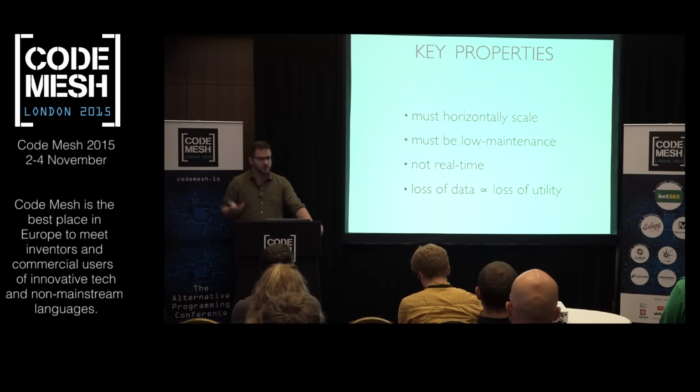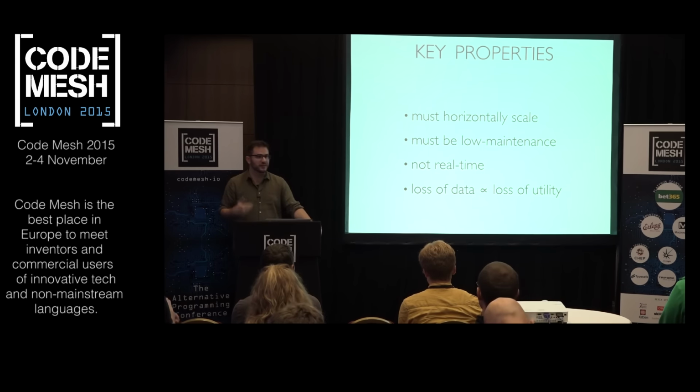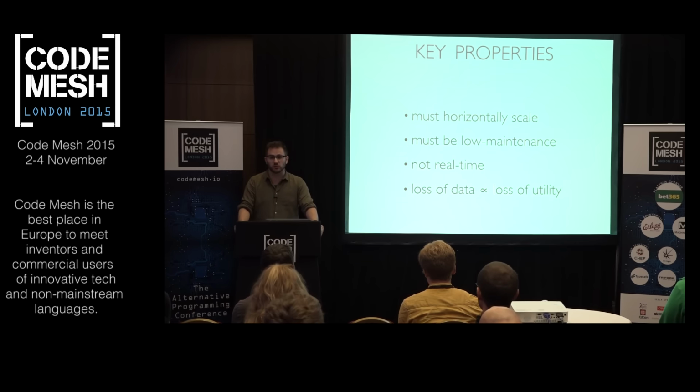And so some key properties about this service was that it had to be horizontally scalable. Over time, the volume on this service grew from about 40,000 requests per second to about 500,000 queries per second. And this was something which just had to be able to deal with. It had to be low maintenance. This was not the only thing I was working on. If it took more than a day out of every month, then something had gone seriously wrong. It was not real time. We were trying to do batch processing. The data had to get into some sort of persistent store eventually, but immediately was not a requirement.